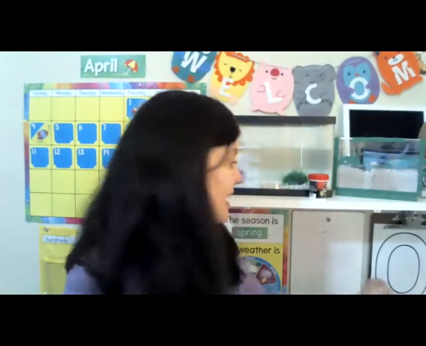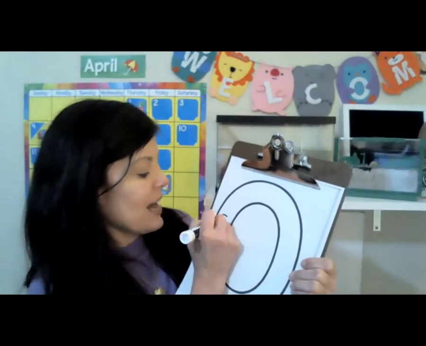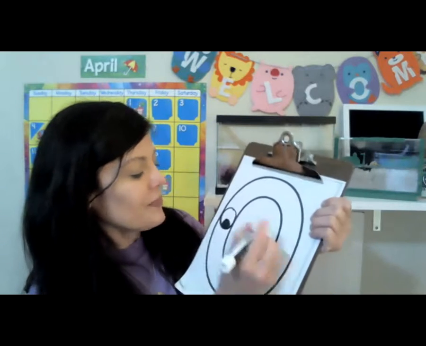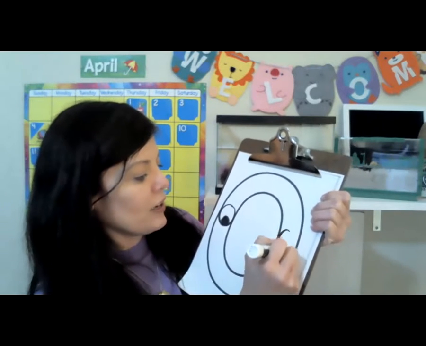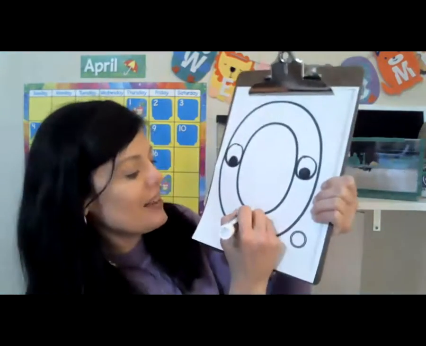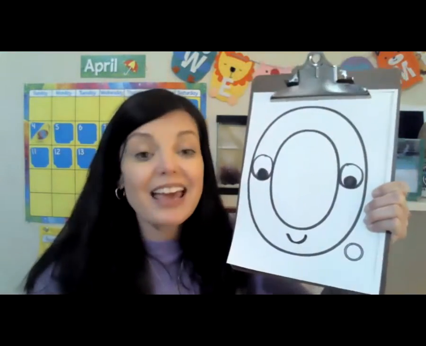There it is. Now look at the card, it says O like an octopus. So we're going to decorate the letter O today and make it look like an octopus. So I'm going to put two big eyes on each side. One over here and one over here. And then I'm going to give him a smile. Now, an octopus has 8 legs.